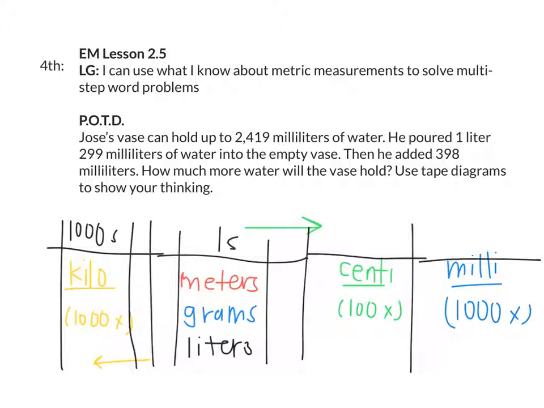1 million times bigger. So you can see, remember, we learned that the metric system of units is exactly the same as place value because every time you move to the left, it gets 10 times bigger.